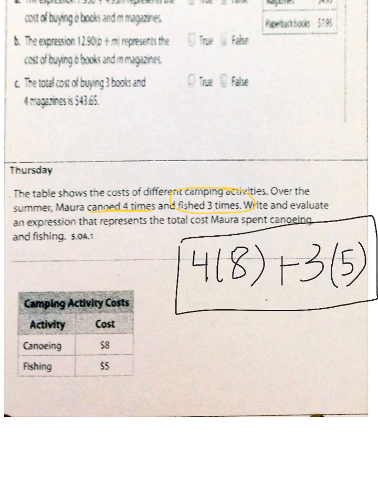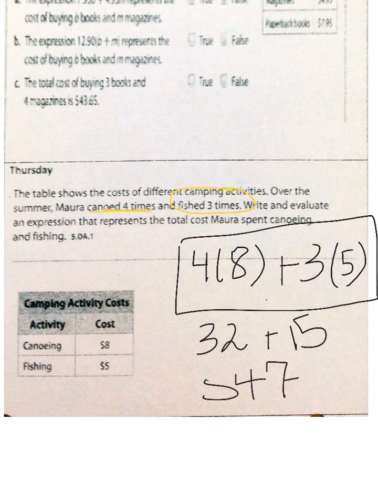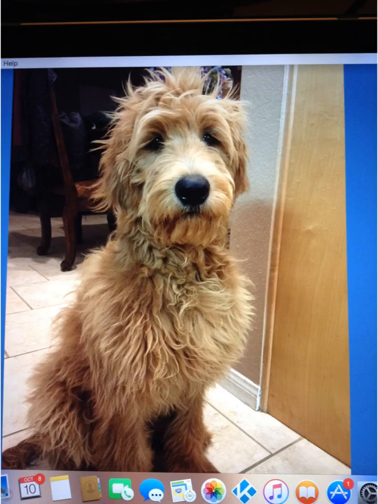Now, when we evaluate this, we're going to do 4 times 8 first, which is 32. And then you're going to do 3 times 5, which is 15. And then you're going to add those together, and you're going to get 47. So the total cost is $47. Okay, so we are halfway done.